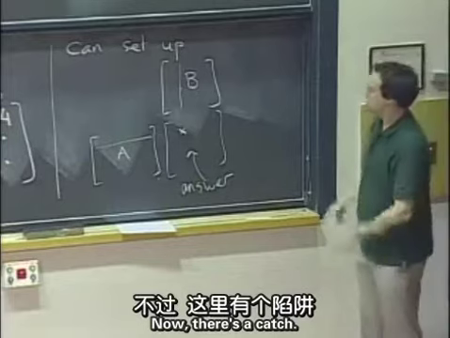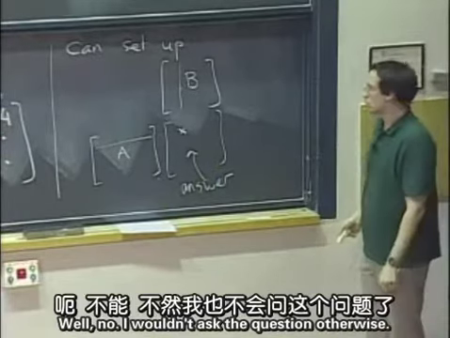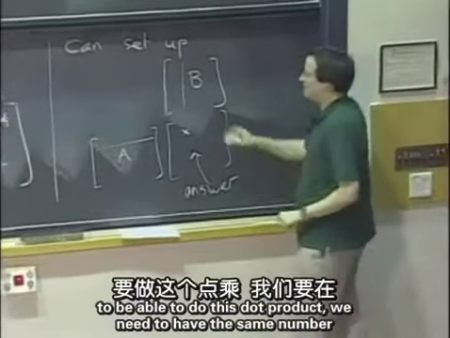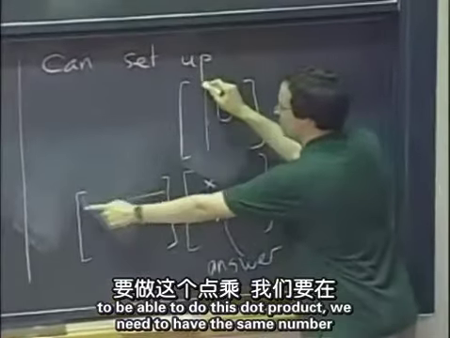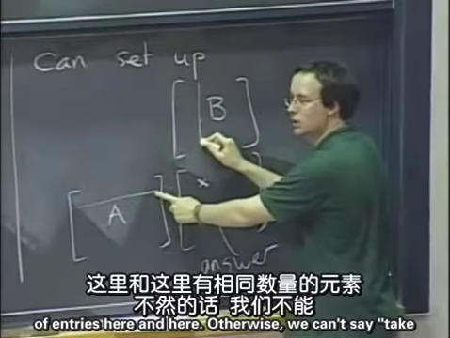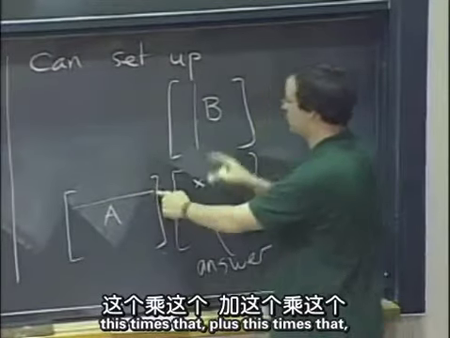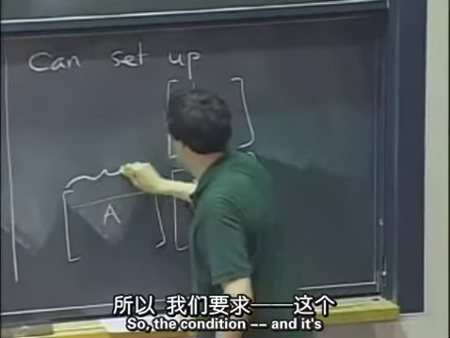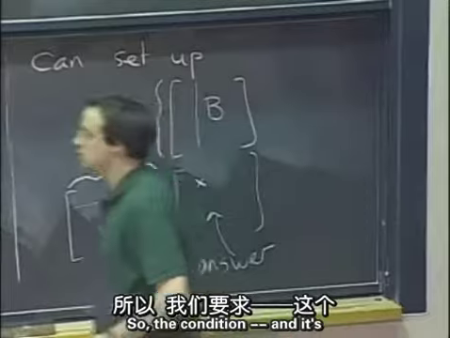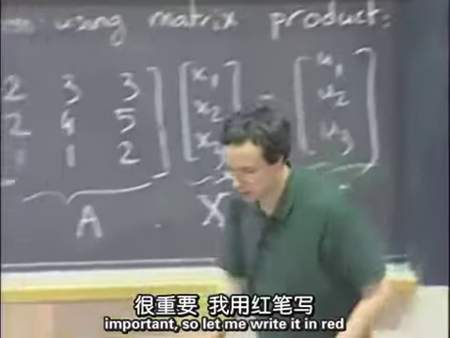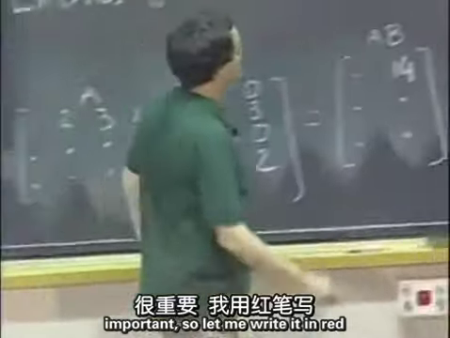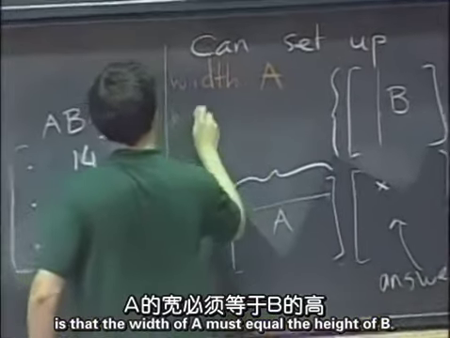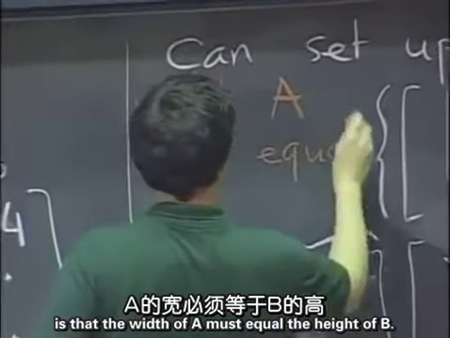Now, there's a catch. Can we multiply anything by anything? Well, no. I wouldn't ask the question otherwise. To be able to do this dot product, we need to have the same number of entries here and here. Otherwise, we can't say take this times that plus this times that and so on if we run out of space on one of them before the other. So the condition, and it's kind of important, so let me write it in red, is that the width of A must equal the height of B.